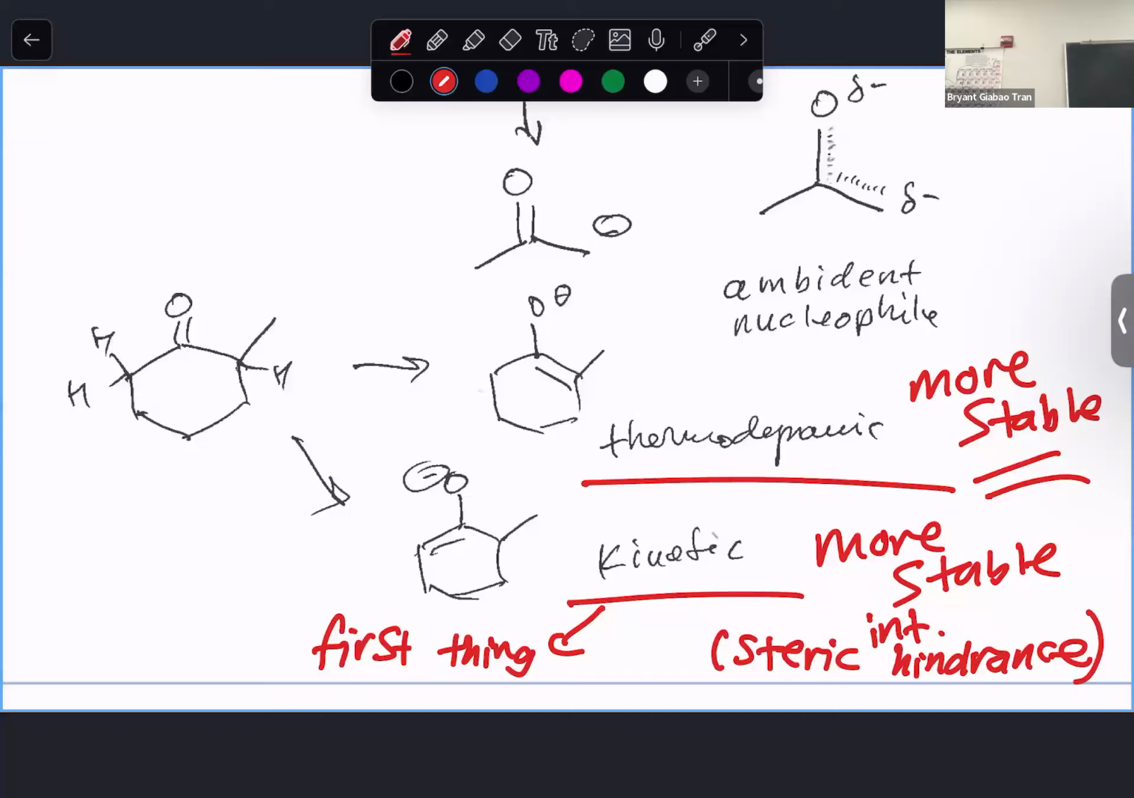Okay. Another way you can think about it is that thermodynamic requires more time, energy, and heat to get to the most stable product. Kinetic is in cold temperatures and gets formed first from the more stable intermediate, like either less steric hindrance on that side or the most stable carbocation from HX or X2 from conjugated dienes. Okay. Nice.